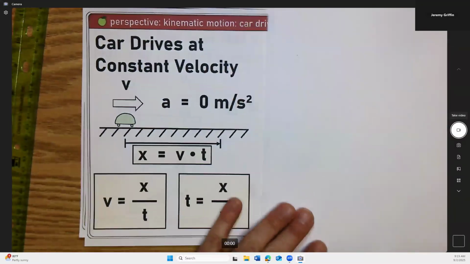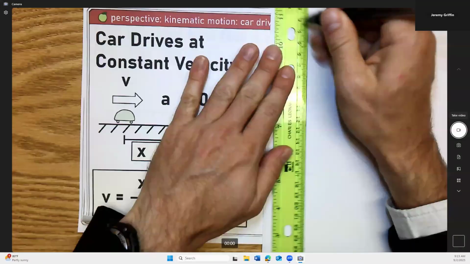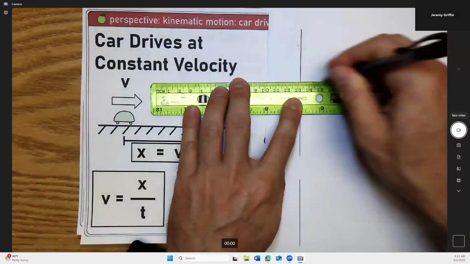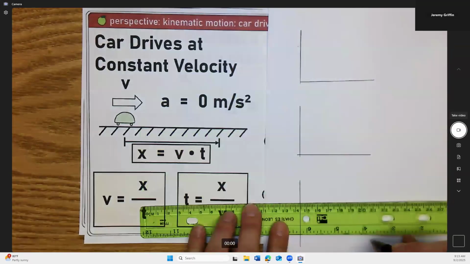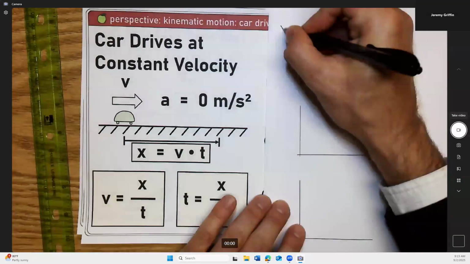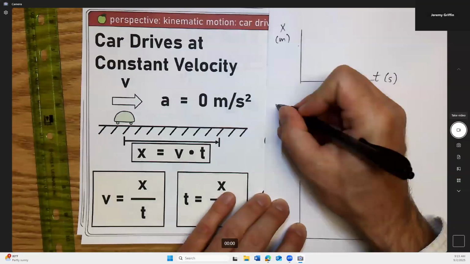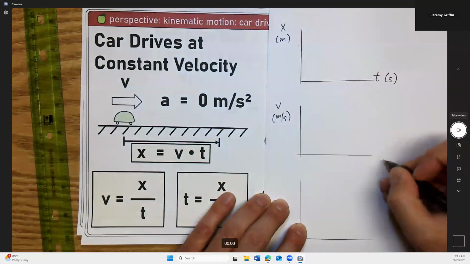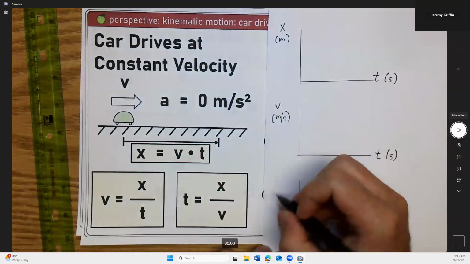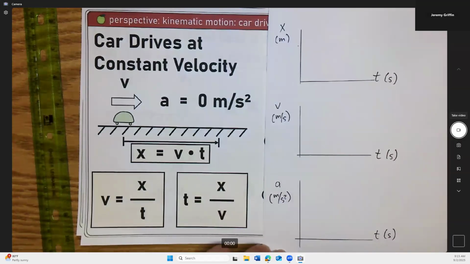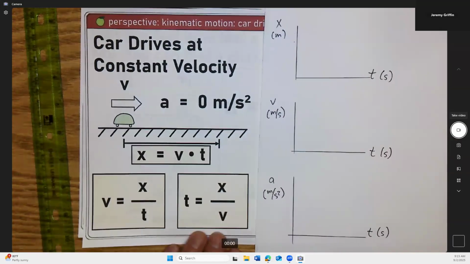So much here. Okay, guys, let's do a car that drives at constant velocity. Let's set up 3 sets of axes right here. See if you can get these. Apply some critical thinking, and we'll be able to figure these out. How far has the car gone in meters as a function of time in seconds? How fast in meters per second as a function of time in seconds? And what's the acceleration of the car in meters per second squared as a function of time in seconds? It's constant velocity, right? You're just on cruise control, just going.